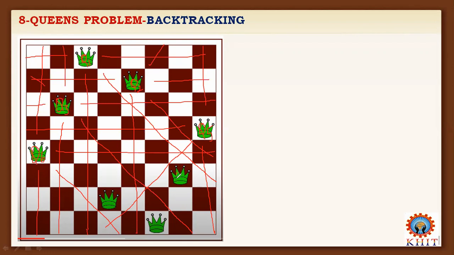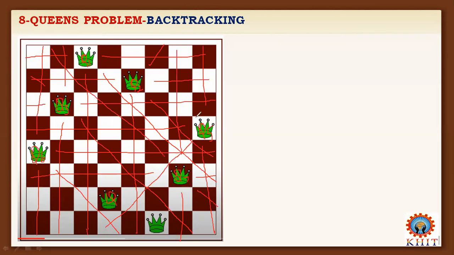Next, queen Q7 is placed here. No, same row cannot be placed. Same column cannot be placed. Diagonally cannot be placed. Diagonally cannot be placed. This will satisfy the condition, so you can place it.